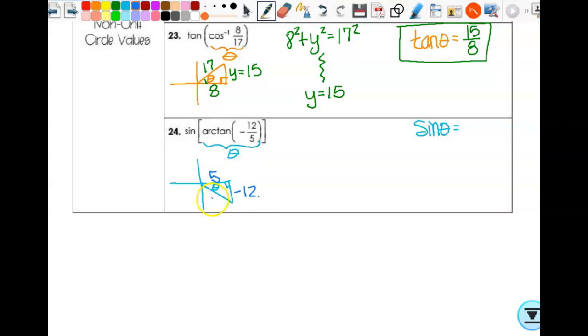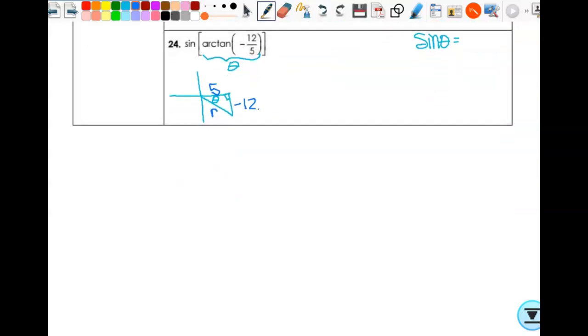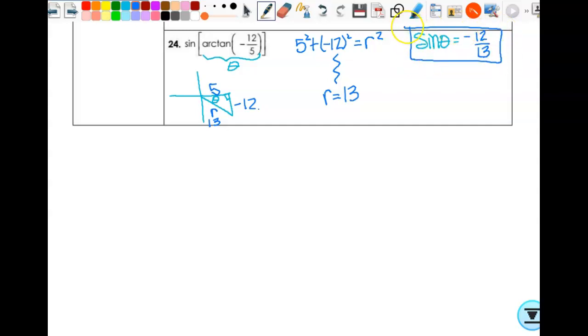And then I'm going to need the radius. So once again, I'm going to do Pythagorean theorem. It's going to be 5 squared plus negative 12 squared equals r squared. And then once you do your thing, r equals 13. That's another Pythagorean triple, but if you don't know them, that's fine. You can do Pythagorean theorem. You should be able to do that in your sleep. So then the sine is opposite over hypotenuse, or y over r. So that's going to be negative 12 over 13. What questions do you have?